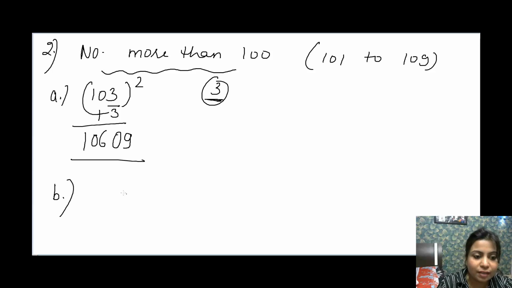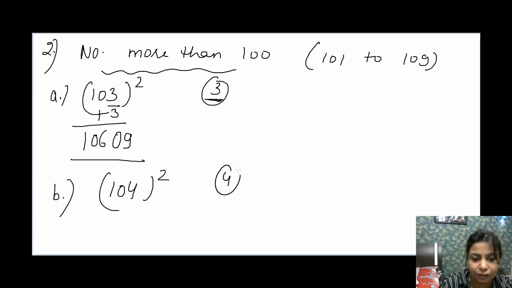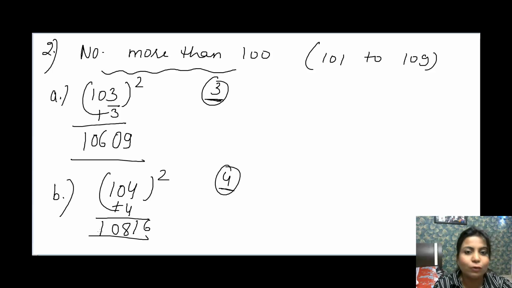Let's take one more example, 104. Okay. Again, how much is it more than 100? It is 4 more than 100. Now the square of this number, 4 4s are 16, and we will add this 4 to 104, that is 108, and this is the square of 104, 10816. In that manner you can find all such squares in a very quick manner. Now let's move on to our third trick.